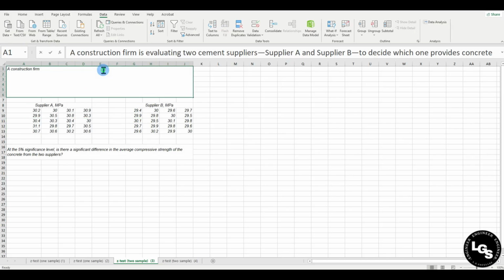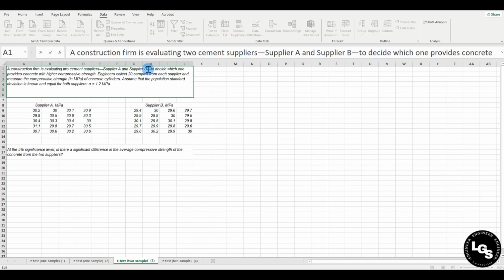So this is our clue, the two suppliers, that this is a two sample problem because we have two different cement suppliers, supplier A and supplier B. So that is the clue for two samples. The engineers collect 20 samples from each supplier, so 20 cement from supplier A and 20 cement from supplier B, and measure the compressive strength in megapascals of concrete cylinders. Assume that the population standard deviation is known and equal for both suppliers, which is equal to 1.2 megapascals.